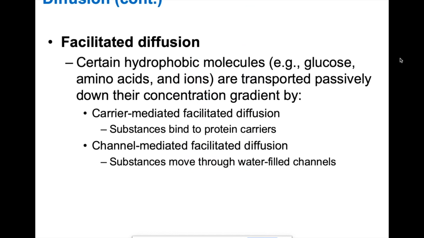We also have something called facilitated diffusion, which is when we have molecules that are a bit larger, such as glucose, so monosaccharides, amino acids, and ions, which are charged. They're transported passively down their concentration gradient by either carrier-mediated or channel-mediated facilitated diffusion. So either we have substances that are binding to protein carriers in carrier-mediated diffusion, or you have channels that allow substances to move through water-filled channels in order to get to the other side of the membrane.